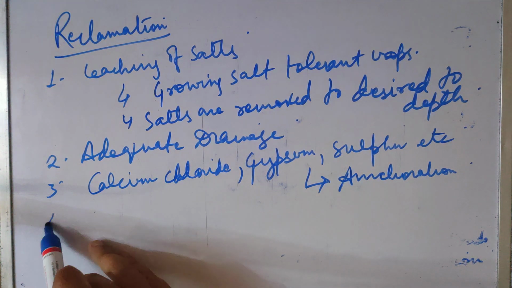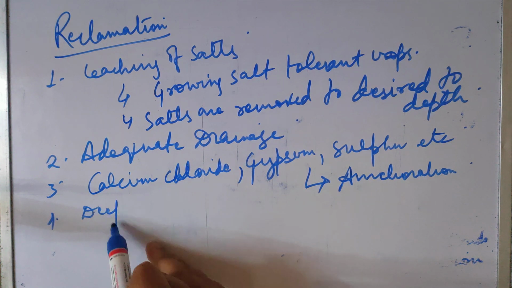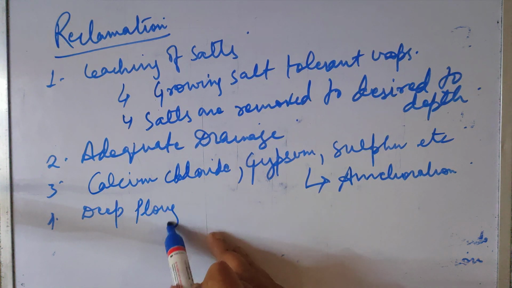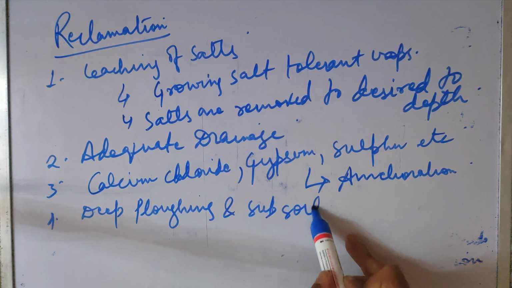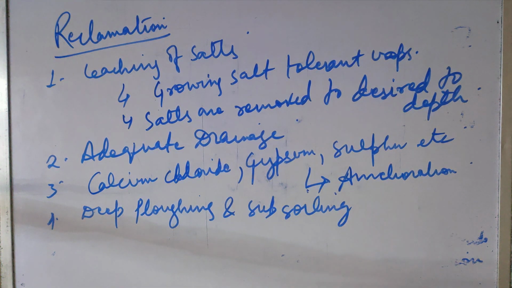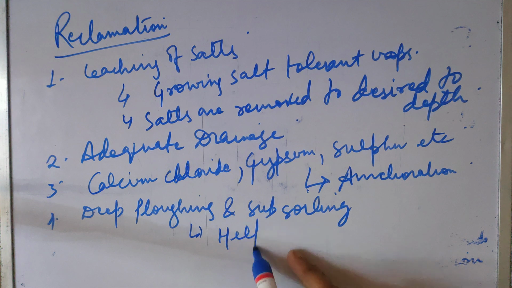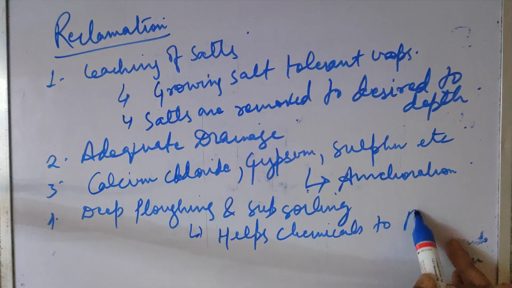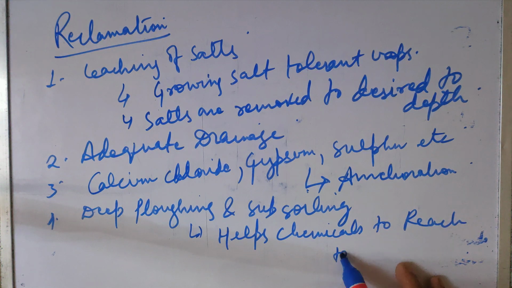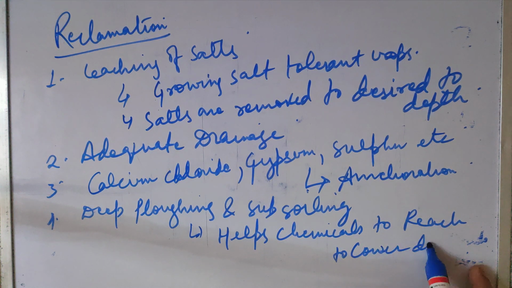Deep plowing and subsoiling can help. It helps chemicals to reach lower depths.